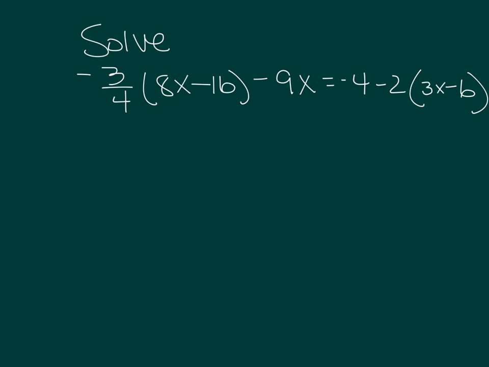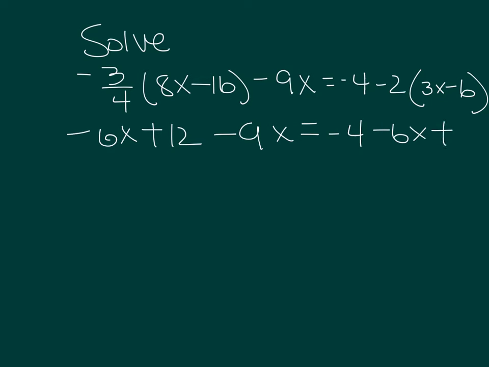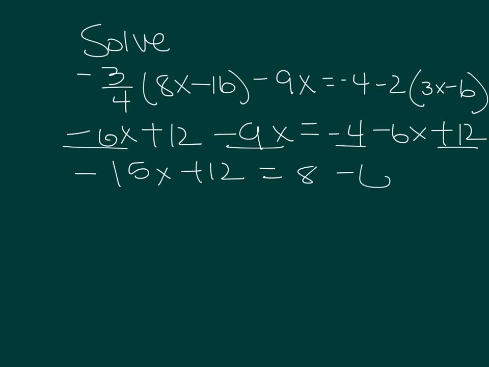So here's our first problem. It's an equation to solve. So you might want to pause the video right now, do the problem, and then come back and watch how I do it. Alright, so the first thing we're going to do is the distributive property. So you should get negative 6x plus 12 minus 9x equals negative 4 minus 6x plus 12. I'm going to combine like terms on the same side, so this is going to give me negative 15x plus 12 equals, over here, negative 4 and 12 gives me 8 minus 6x.